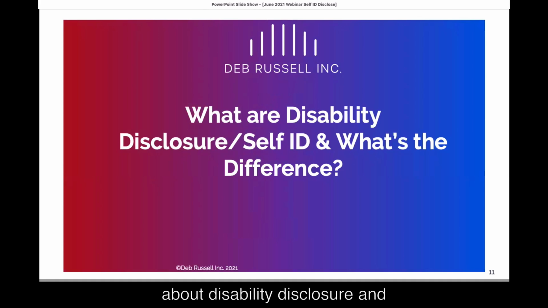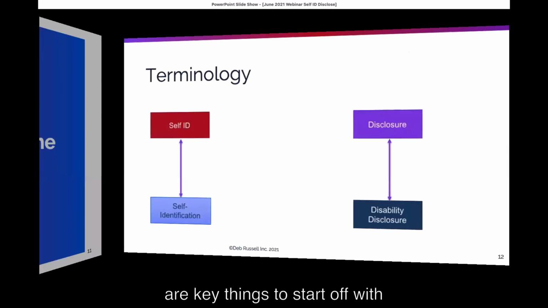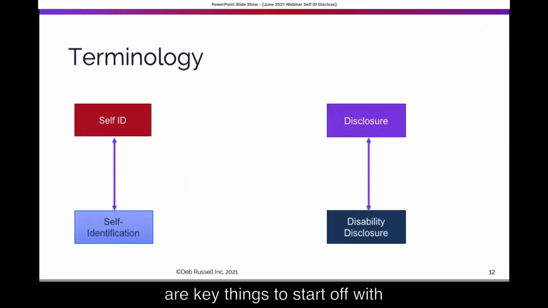Today, we are talking about disability disclosure and self-ID, because the question I get is, how do I know if somebody has a disability? Or how do I know if I'm successful in trying to employ more people with disabilities? And so these are key things. To start off with, terminology is important. Self-identification and self-ID to me are interchangeable terms. So if you hear me using one or the other, I mean both.